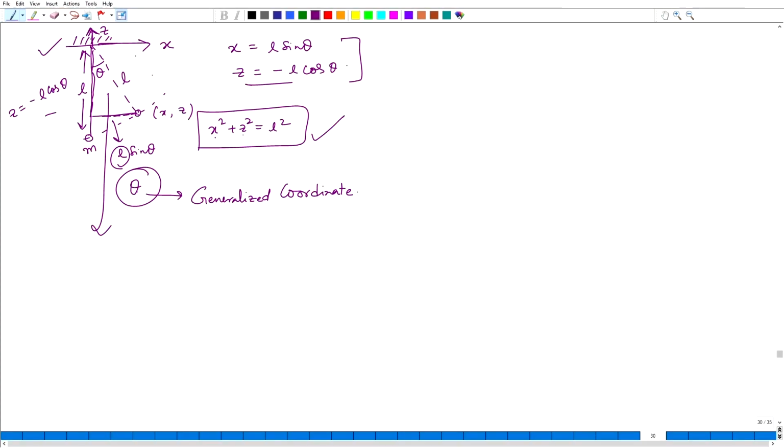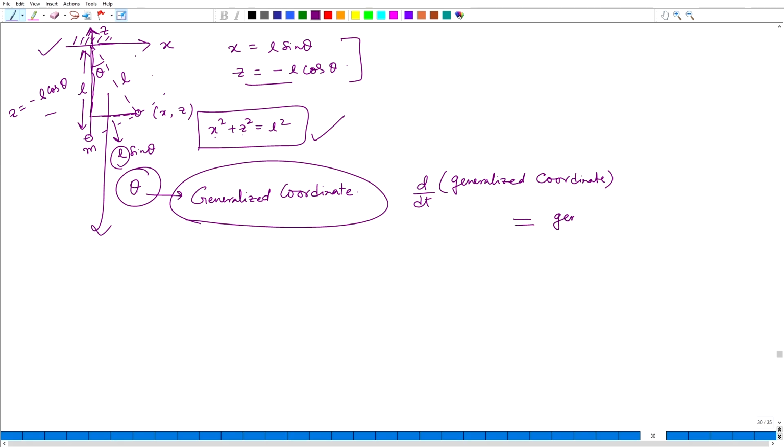Okay. So, just before wrapping this lecture up, I would like to say that whenever there is a generalized coordinate, d/dt of that generalized coordinate is defined as the generalized velocity. In general, generalized coordinates are designated by the symbol q and generalized velocities by q dot. So, for example, if in a system the effective degree of freedom is 2, you need two generalized coordinates q1 and q2, and there will be two corresponding generalized velocities q1 dot and q2 dot.